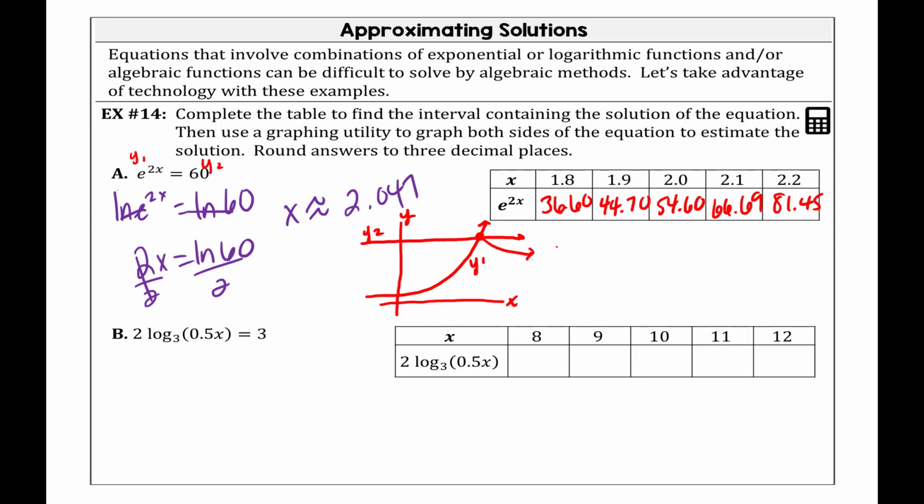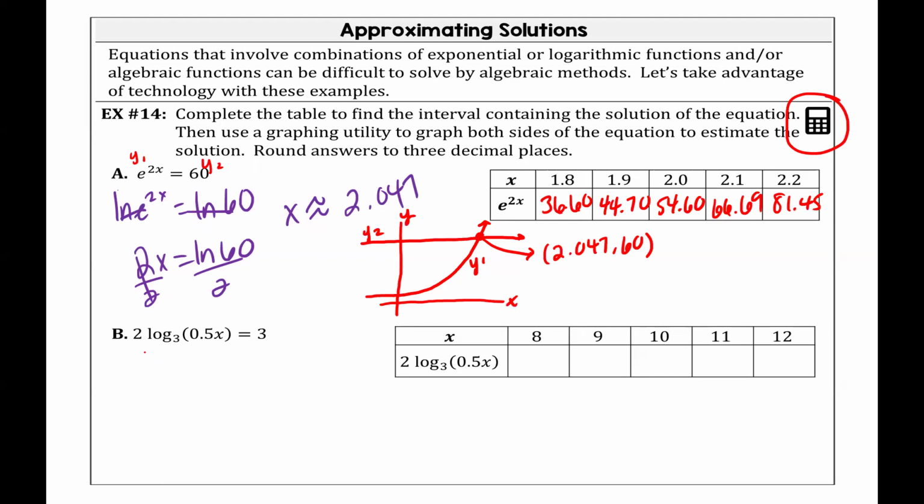So the intersection would come out to be 2.047, comma 60, because that's what you're looking for, right? So you have multiple ways of using technology to find your answer if you're on a calculator problem.